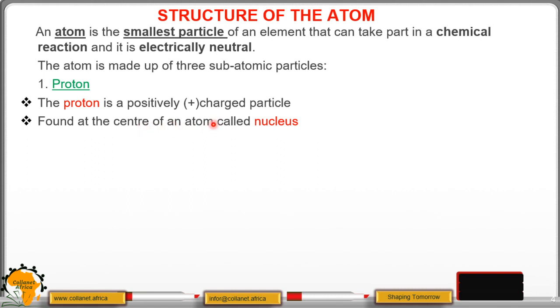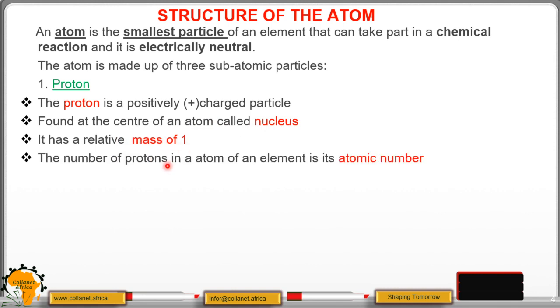That center of the atom is referred to as the nucleus. It has a relative mass of 1. The number of protons in an atom of an element is called the atomic number. Therefore, if an atom has 5 protons, it means the atomic number is 5. If it has 11 protons, then the atomic number of that atom or element is 11.